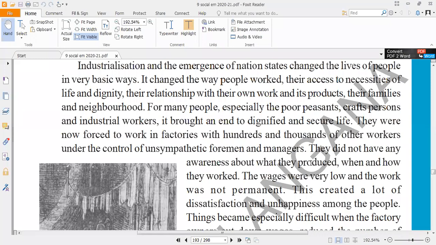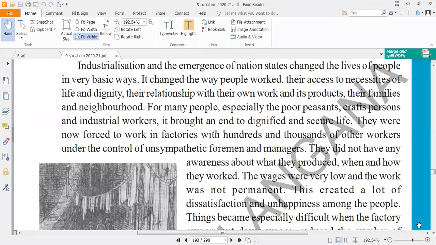In order to live, what did they have to do? They also had to do some work. And what kind of work? It was not very simple work. That was actually very horrible work. And with this, what happened? There was an end of the dignity of the people. There was insecurity in life. There was no secure life for them. Then they were forced to work in the factory, and hundreds of thousands of workers were under the control of unsympathetic foremen and managers. That's what happened.